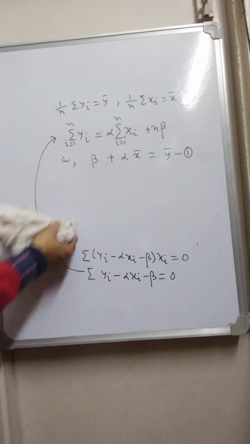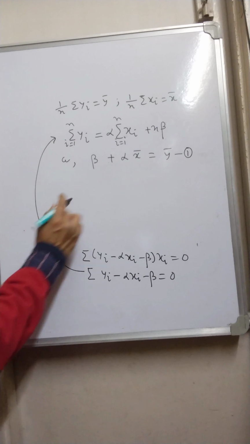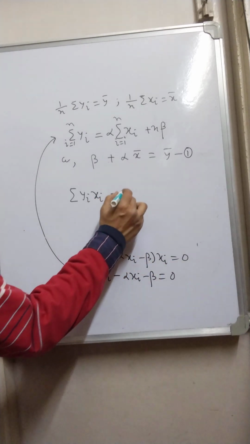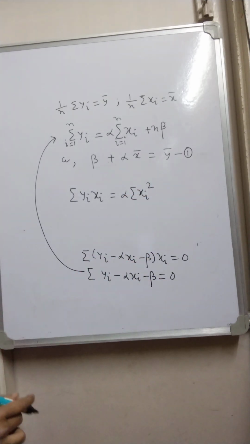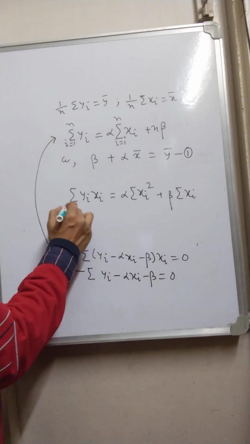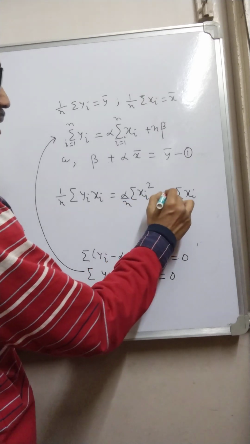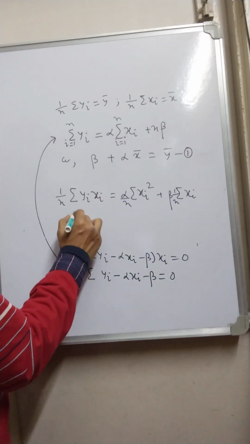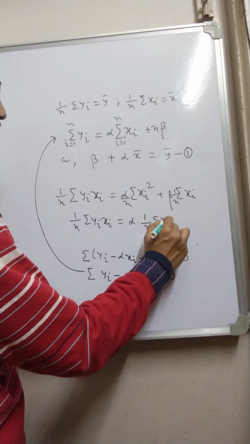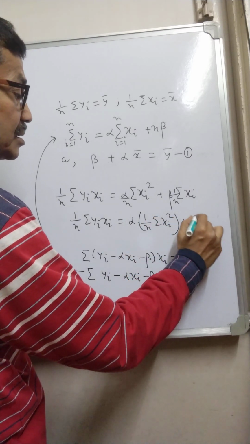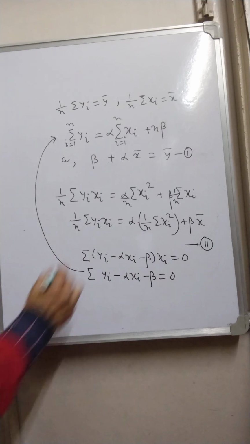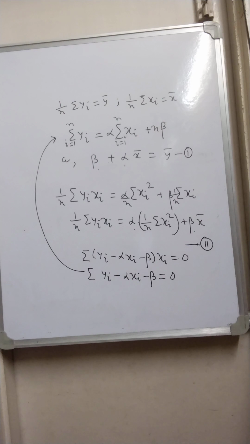from the other equation, which is this, we get summation yi xi, we multiply them, is equal to, we can transpose them to the right hand side, and it becomes alpha xi square plus beta xi. And we deliberately divide both sides by n just to make it x bar, and we have 1 by n summation yi xi equal to alpha into 1 by n summation xi square plus beta x bar. This is term 2, and we can easily calculate alpha and beta from these two equations.